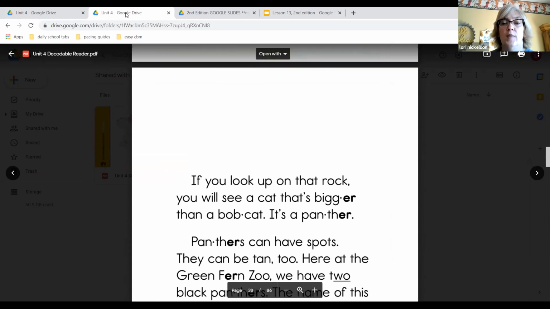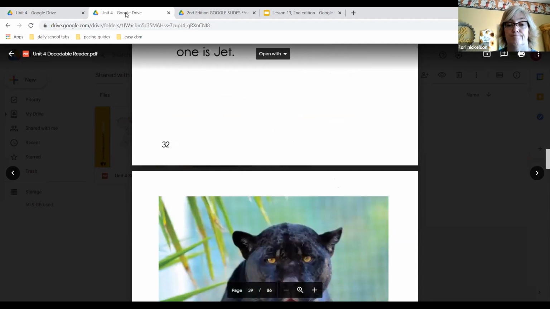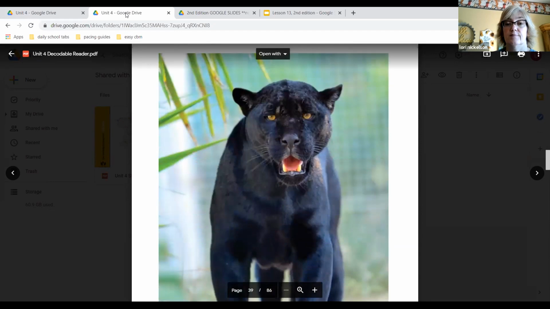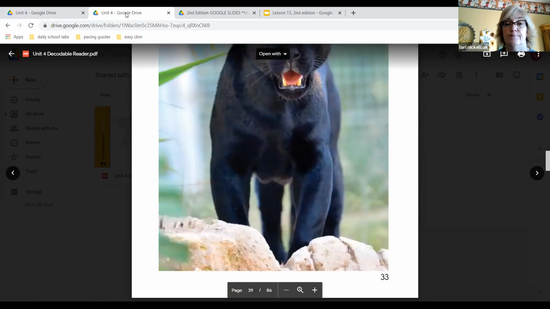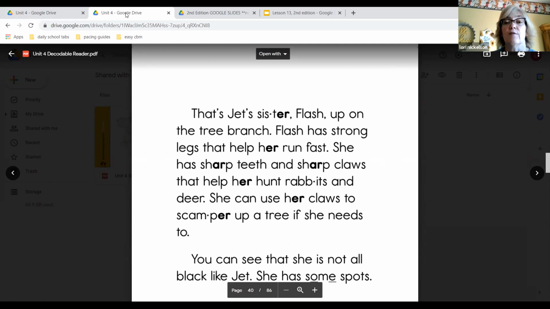If you look up on that rock, you will see a cat that's bigger than a bobcat. It's a panther. Panthers can have spots. They can be tan too. Here at the Green Fern Zoo, we have 2 black panthers. The name of this one is Jet. There's Jet. He's a pretty cat, isn't he? That's Jet's sister, Flash, up on the tree branch.